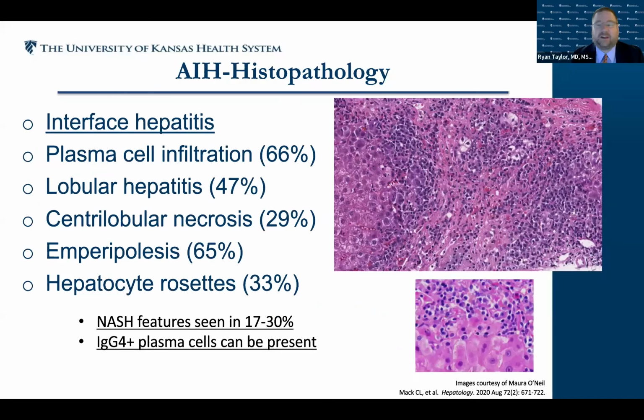On the liver biopsy of patients with autoimmune hepatitis, the key words you want to look for are interface hepatitis and then plasma cells. Those are the two things that we look for, and if you have these, those are the most common features of histological changes on the liver biopsy for autoimmune hepatitis. Next slide.